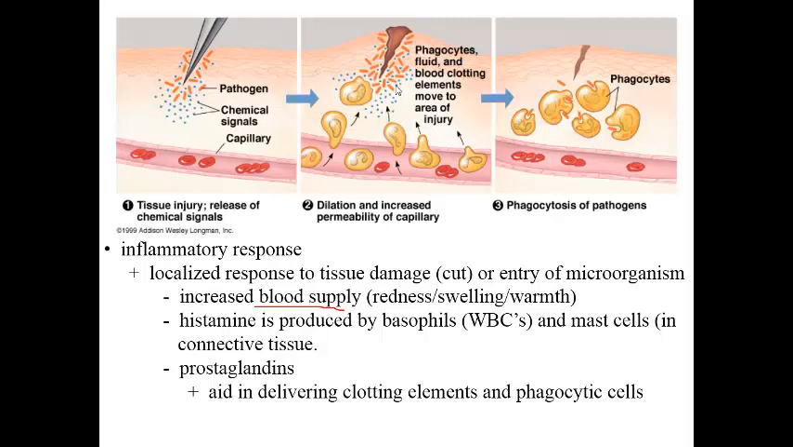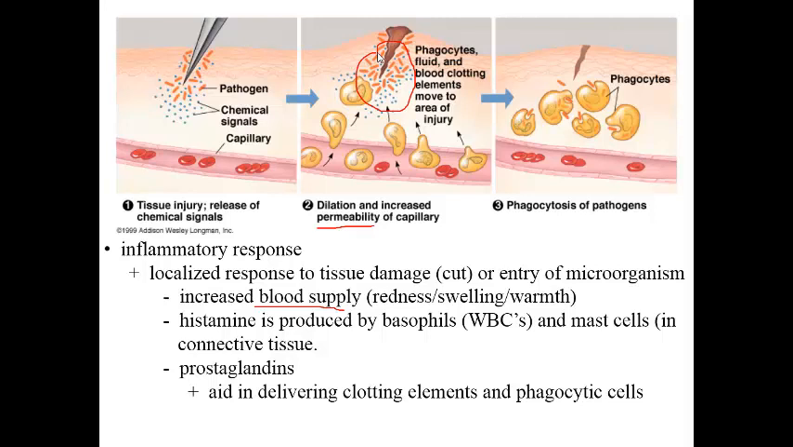The other thing that's going to take place with inflammation is you're going to have increased permeability of your blood vessels. They actually become leaky, and this is what allows all these healing elements and macrophages to leave your blood vessels and get to the site of the injury.